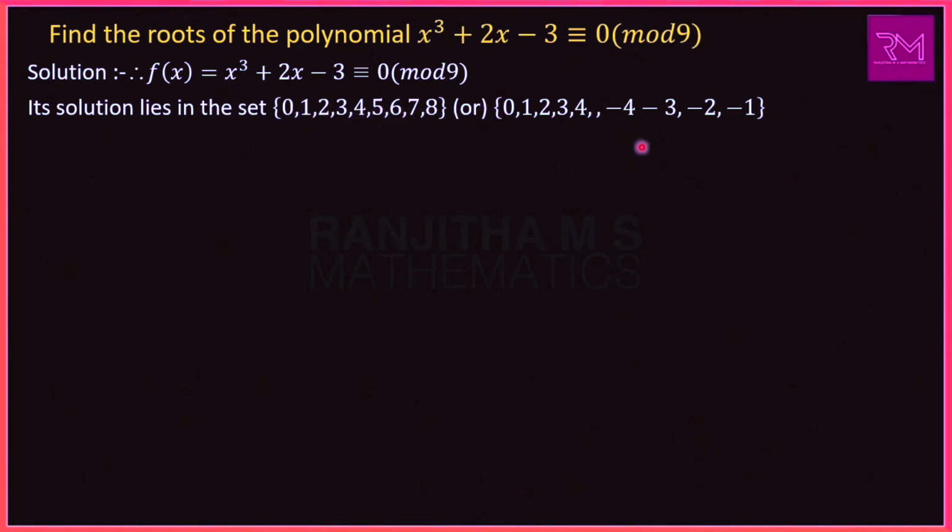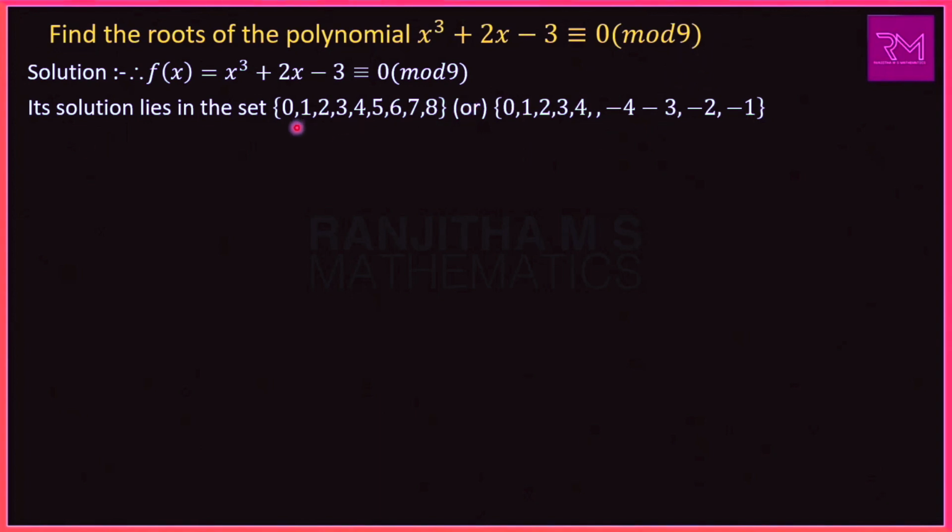In the place of 5 we can substitute as minus 4, because 5 is congruent to minus 4 under mod 9. Because 5 is congruent to minus 4 mod 9, that implies 9 divides 5 minus of minus 4, minus to minus plus, hence we get 9 divides 9. Therefore in the place of 5 we can substitute as minus 4, in the place of 6 we can substitute as minus 3, because 6 is congruent to minus 3 under mod 9. Similarly 7 is congruent to minus 2 under mod 9, 8 is congruent to minus 1 under mod 9.